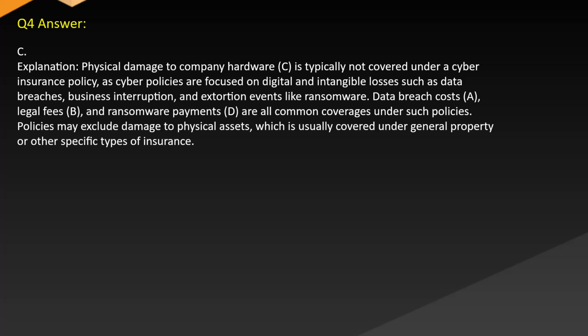Answer. C. Explanation. Physical damage to company hardware, C, is typically not covered under a cyber insurance policy, as cyber policies are focused on digital and intangible losses such as data breaches, business interruption, and extortion events like ransomware. Data breach costs, A, legal fees, B, and ransomware payments, D, are all common coverages under such policies. Policies may exclude damage to physical assets, which is usually covered under general property or other specific types of insurance.